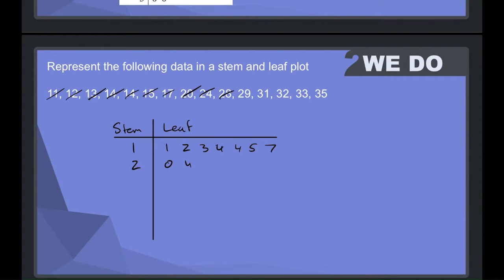20, 24, 28, 29, 31, 32, 33, and 35. And there we go. That's a stem and leaf plot.